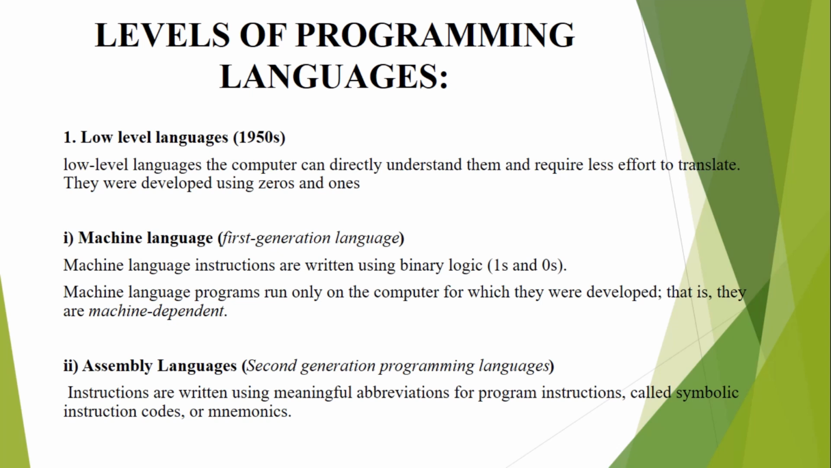Now, the assembly language, or the second generation programming languages. In this case, the instructions are written using meaningful abbreviations for programming instructions, and these symbolic instruction codes are what we call mnemonics. Examples are MOV for move and SUB for subtract. When we start converting assembly language to machine language, that is where the assembler comes in.